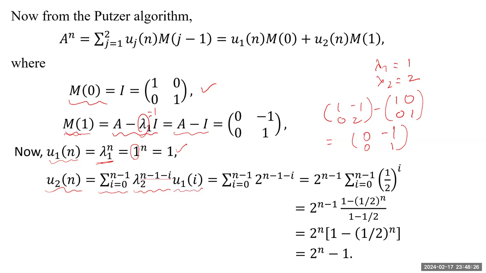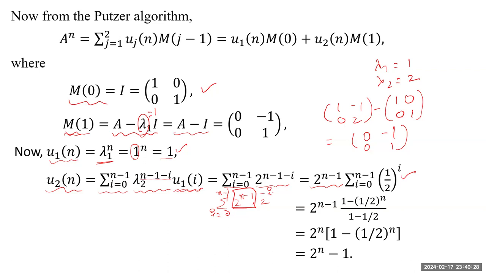If you expand this, you know that lambda 2 is 2. So 2 to the power of n minus 1 minus I, and u1 of I is equal to u1 of 1, that is 1, isn't it? So that is a constant. So you will get 2 to the power of n minus 1 minus I. Here I can write this as the summation I equals 0 to n minus 1 of 2 to the power of n minus 1 times 2 to the power of minus I. This is independent of I, so you can take it out of the sum, that is 2 to the power of n minus 1 multiplied by 1 over 2 to the power of I.